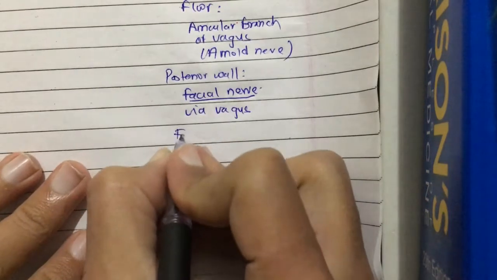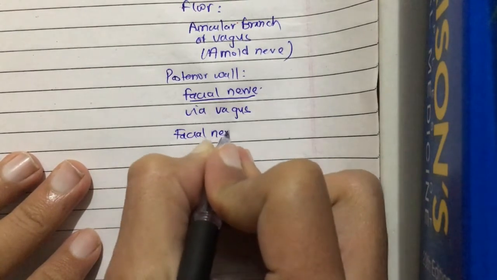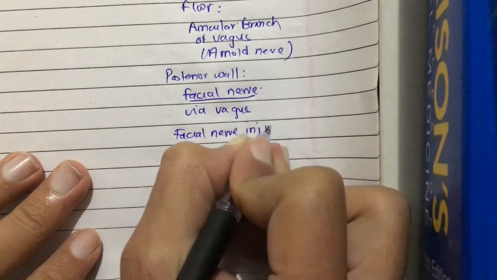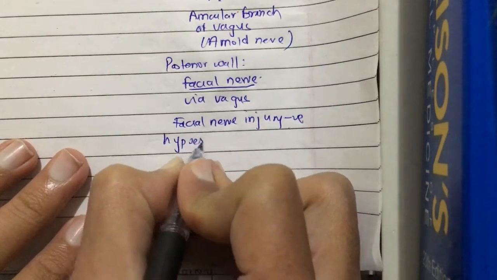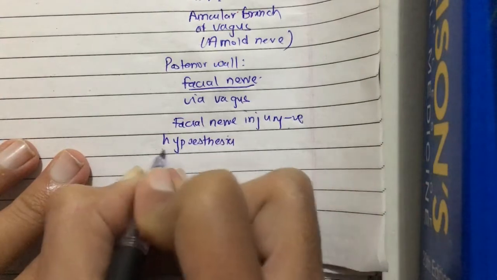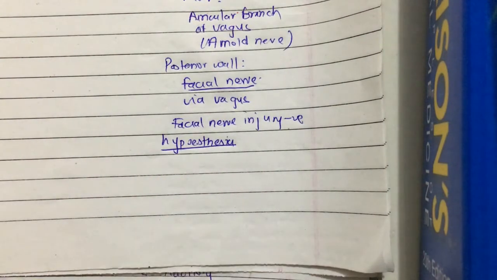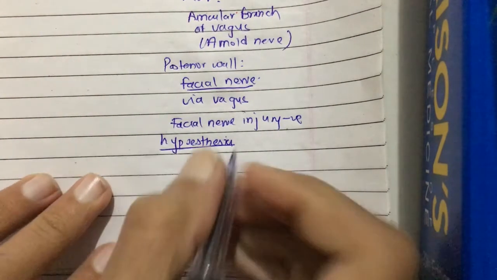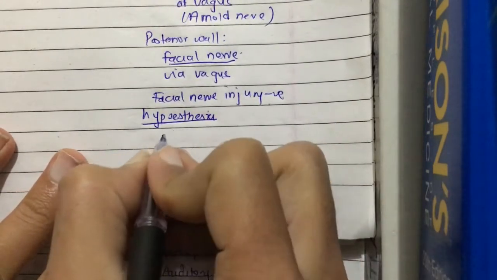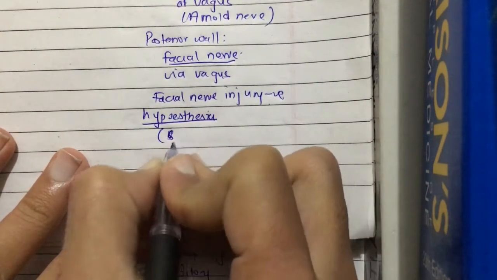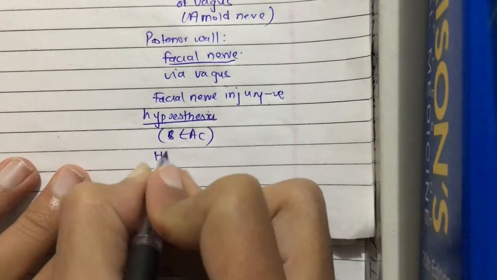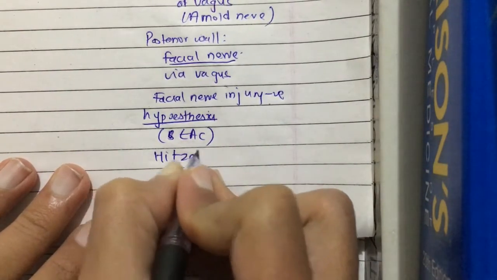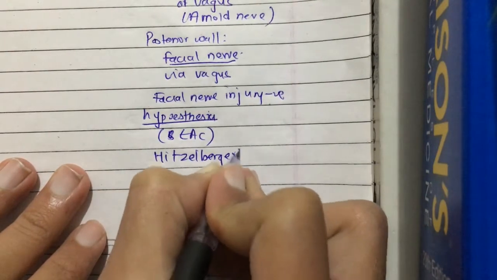If there is a facial nerve injury, this will lead to hypoesthesia. That means sensation will be lost from the posterior wall of the external auditory canal, and this is known as Hitselberger's sign.